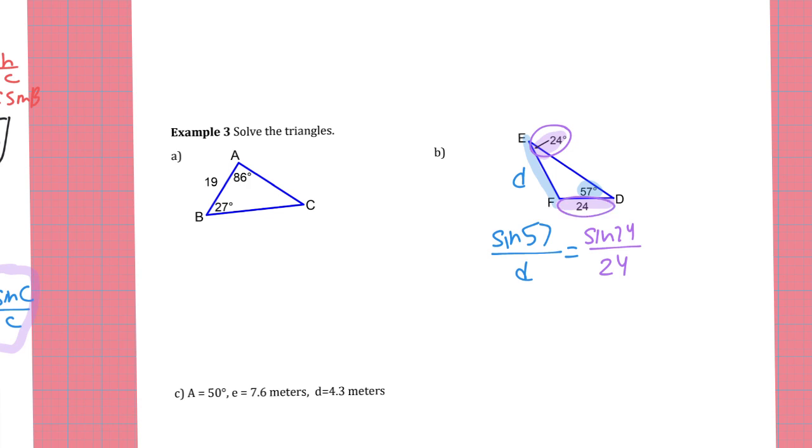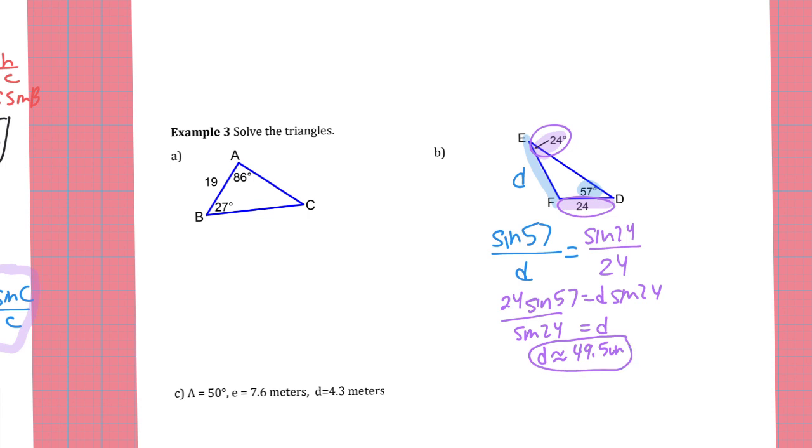And so if we cross multiply and solve this, we get 24 sine of 57 equals D sine of 24. Divide both sides by the sine of 24. So D, the length of side D, is going to be the quotient of those two items: 24 times sine of 57 over sine of 24. Find that quotient in your calculator and you get that the length of side D is going to be 49.5 units.